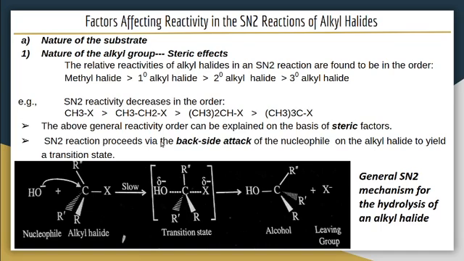SN2 reaction proceeds via the backside attack of the nucleophile on the alkyl halide to yield a transition state. So SN2 reaction always involves the formation of a transition state by the backside attack of the nucleophile. Here you can see the transition state when the nucleophile attacks from the backside. This is the nucleophile, this is the leaving group. So a partial bond forms with both the incoming nucleophile and the leaving group. Finally we will get the product alcohol by breaking the bond between the leaving group and the carbon.